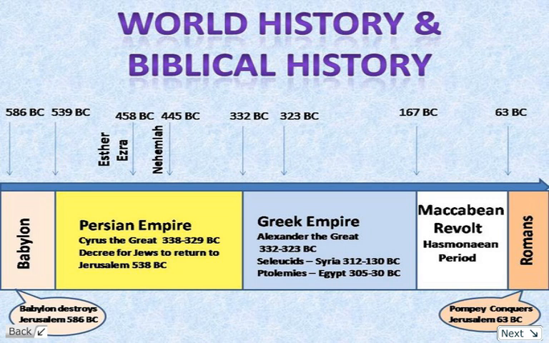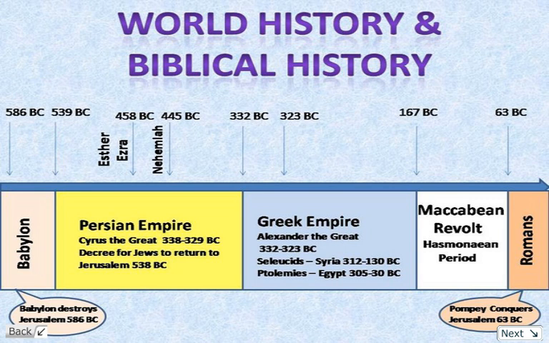Until 167 BC, there's the Maccabean revolt. Judas Maccabees defeats Antiochus, and they become an independent state. And we have the rule of the Hasmoneans until 63 BC, when Pompey comes and conquers Jerusalem. And now we have the rule of the Romans on into the time of the New Testament.